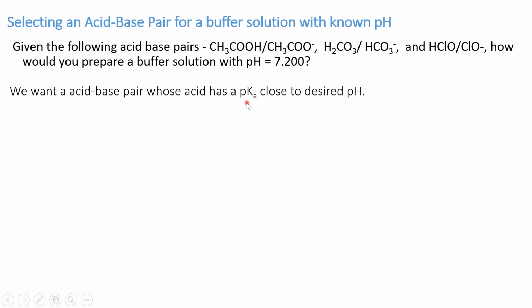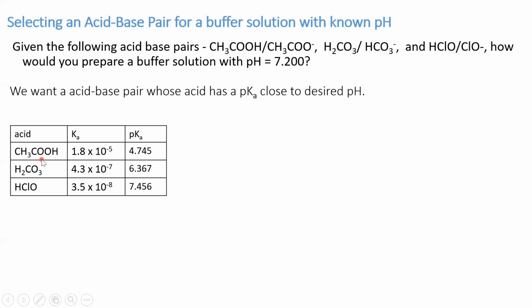Well, what we want is the pair that's going to give us the pKa as close to the pH as possible. So we look up the Ka for acetic acid and the Ka for carbonic acid and the Ka for hypochlorous acid. And then we take the negative log of these numbers and we get our pKa values. So the pKa for acetic acid is 4.745. The pKa for carbonic acid is 6.367. And the pKa for hypochlorous acid is 7.456.